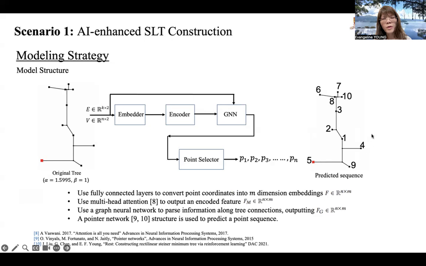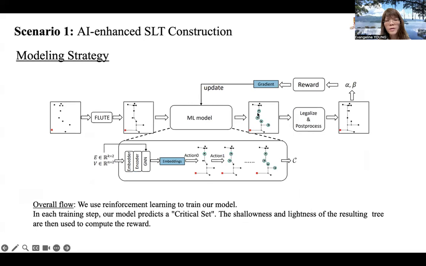So for example, we generate a sequence of pins like this: 1, 2, 3, 4, 5, 6, 7, until 10. And those which are generated before the root will be taken as the critical set. So for this example, 1, 2, 3, 4 will be in the critical set. Okay, so this is our more detailed model.